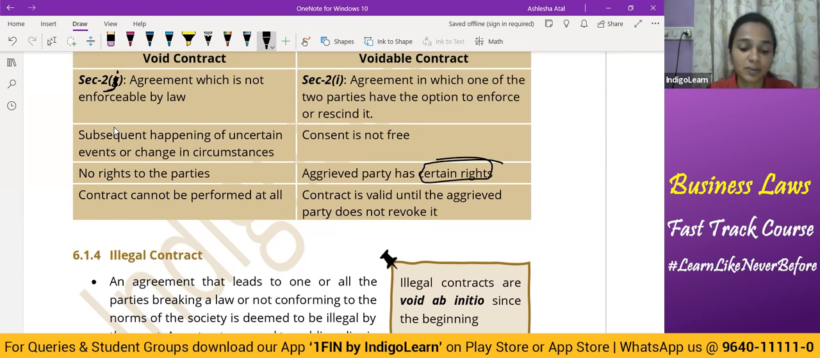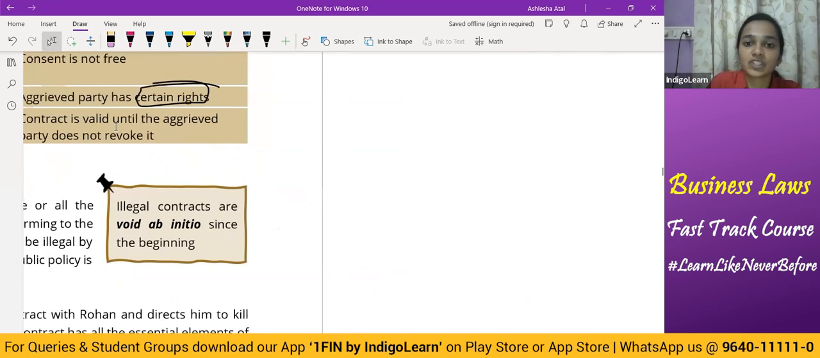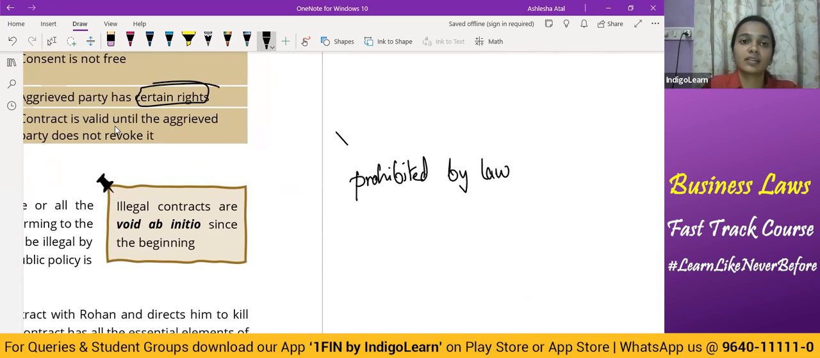Moving on to the other type of contract, and that is illegal contract. Now, illegal contracts are contracts which are prohibited by law. What does prohibited by law mean? Restricted by law. Restricted by law is something which is not allowed by law, something which the law does not permit.